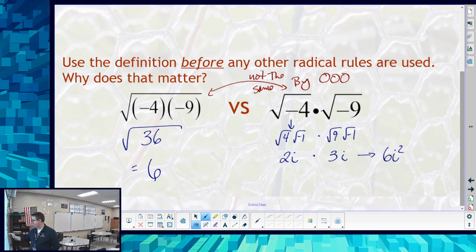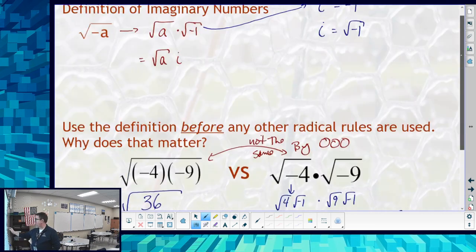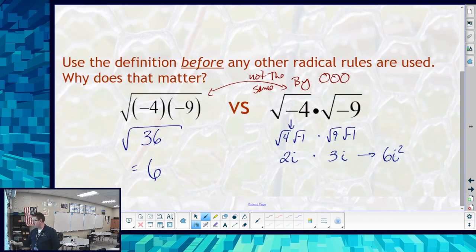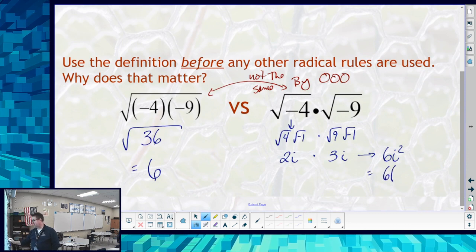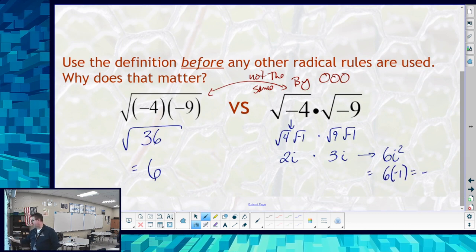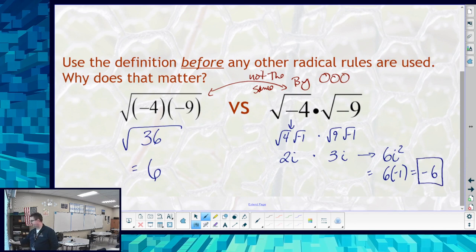And then after that, what's i squared worth from before? Oh, wait a second. It's equal to negative 1. So this is going to equal 6 times negative 1, and that's going to be negative 6.